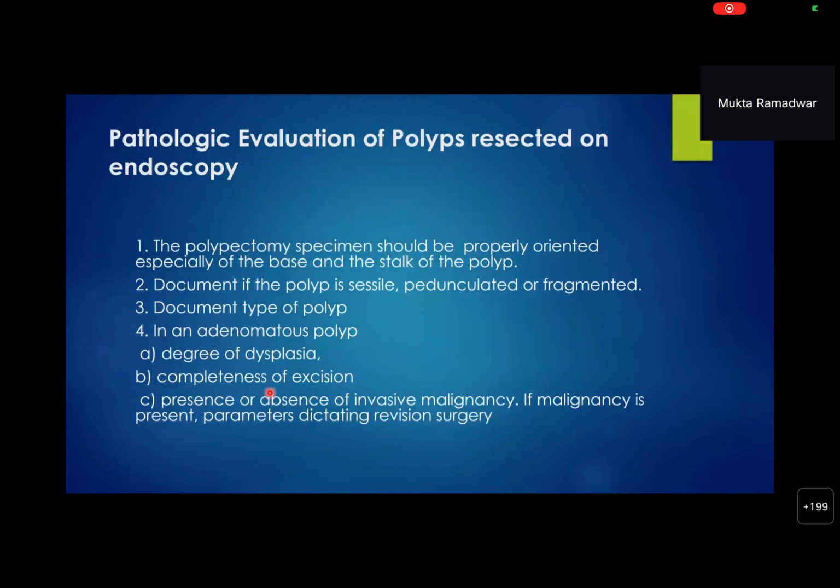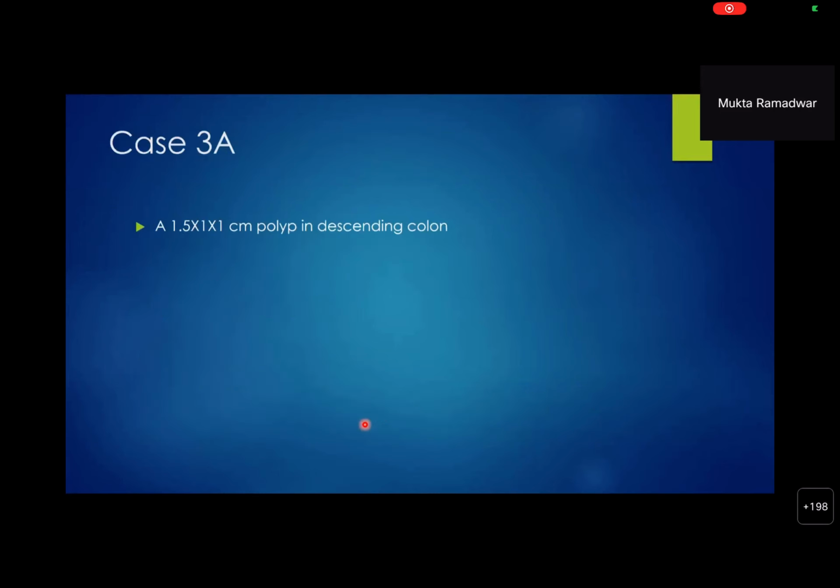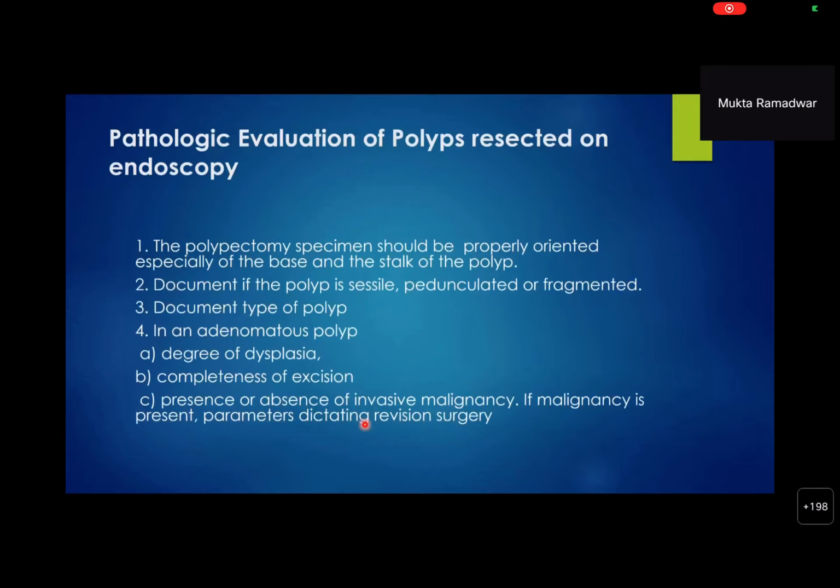The presence or absence of invasive malignancy is very, very important. And if malignancy is present, we just discussed the parameters for revision surgery. If they are there, you have to communicate it to the gastroenterologist so that further revision surgery can be done. So those are distance from the base, presence of angioinvasion, the depth of invasion of the malignancy, and the differentiation of the tumor. These are important factors that have to be documented.